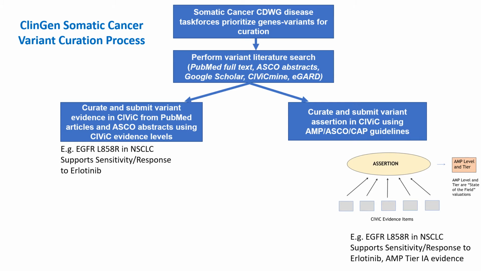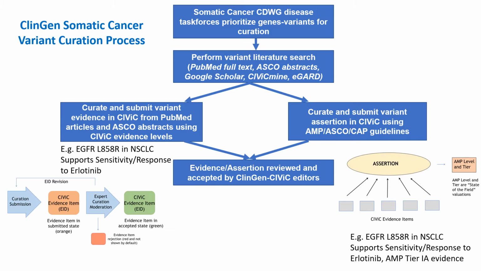For example, we can summarize all the evidence items curated in CIVIC on the EGFR L858R variant that predicts response to erlotinib in non-small cell lung cancer into a variant assertion and assign it an AMP Tier 1 Level A evidence, since this information is included in the FDA drug approval for erlotinib as well as in the NCCN guidelines for non-small cell lung cancer.